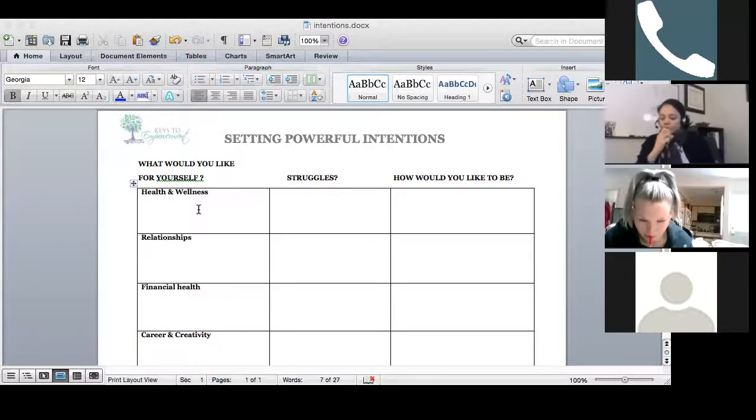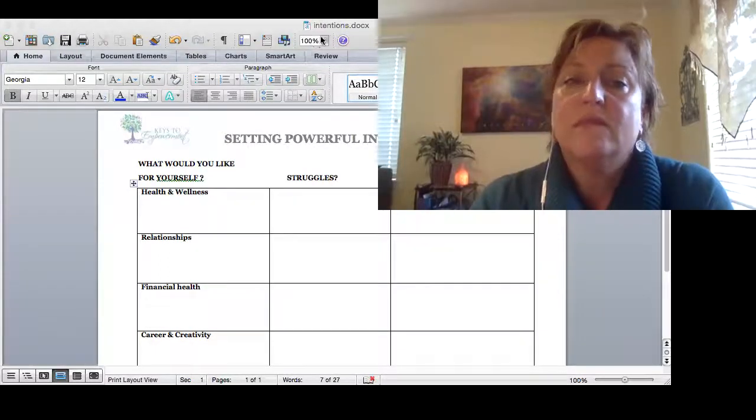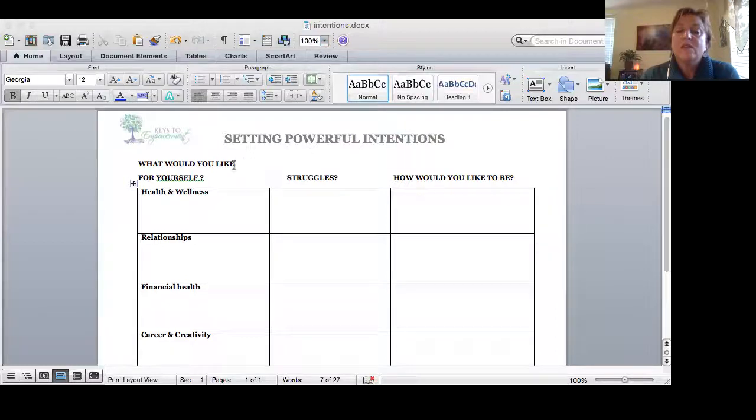And ask yourself, what would I like for myself in the area of health and wellness? And begin to write that down. And if you get stuck, take a deep heart breath. I'm going to take us through quickly today, but you could always go back to it. What would I like for myself in the area of health and wellness?